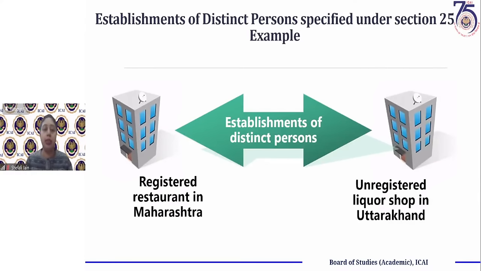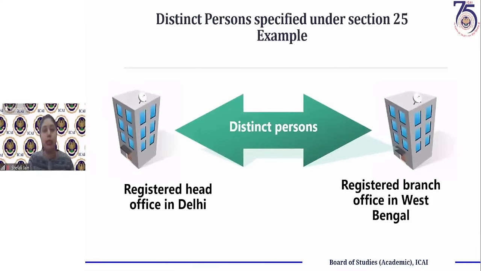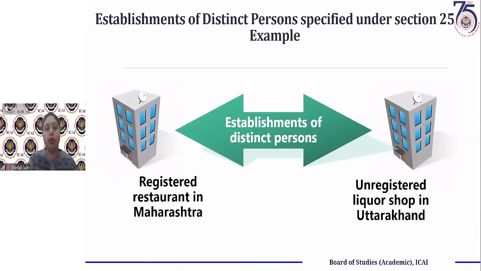An example: a person is registered in Maharashtra. He has a restaurant in Maharashtra, which is making taxable supplies, so it is registered. But in Uttarakhand, he has a liquor shop. Alcoholic liquor for human consumption is not within the purview of GST, so he need not have obtained registration for Uttarakhand, but it is still his establishment. So any transfer between these two units shall be considered a transfer or supply between establishments of distinct persons. If both are registered, they will be considered distinct persons. But if one is registered and one is unregistered, then the unregistered unit will also become an establishment of a distinct person.